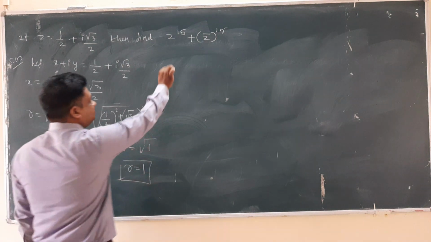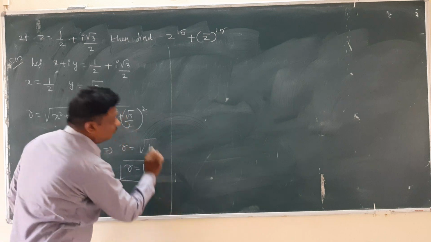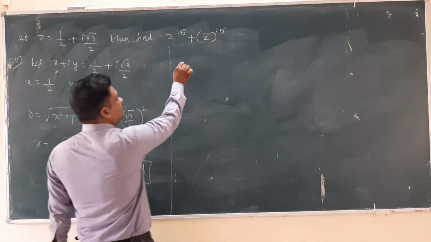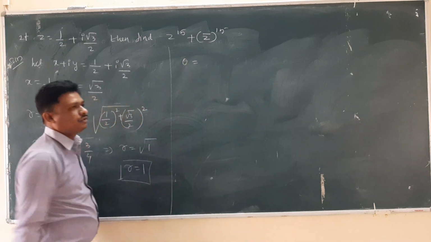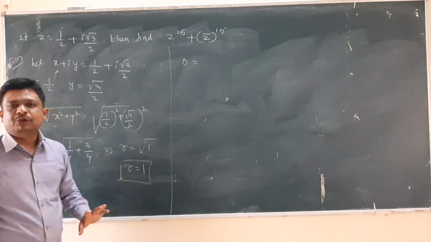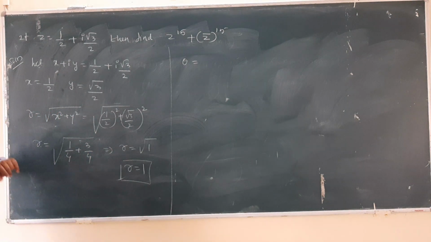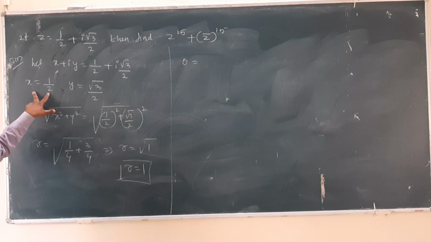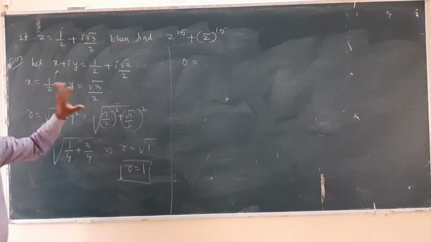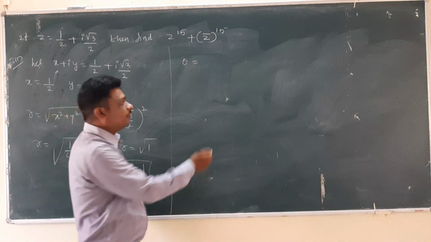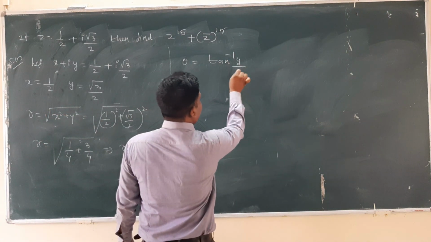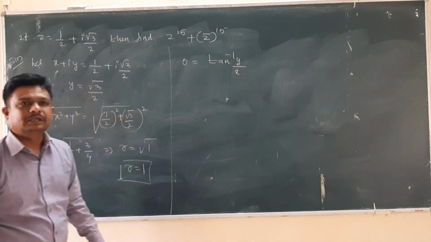Next, I will find theta, that is the amplitude. We have given 4 different formulas to find the amplitude or argument. Here we can see the value of x is positive and the value of y is also positive. So both the values lie in the first quadrant. For the first quadrant we have the formula theta is equal to tan inverse y upon x.